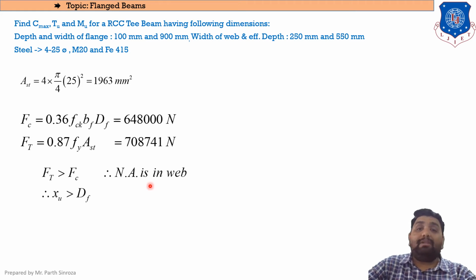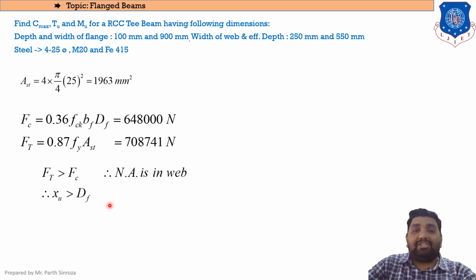So now we will be proving whether this condition is actually going to be satisfied or not. That means we have to find the value of XU because DF is already given in the question. So we will be finding the value of XU and then we will be seeing whether this statement or this relation actually follows or not.